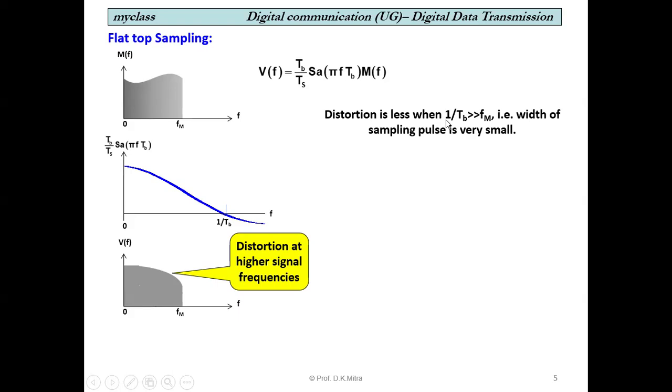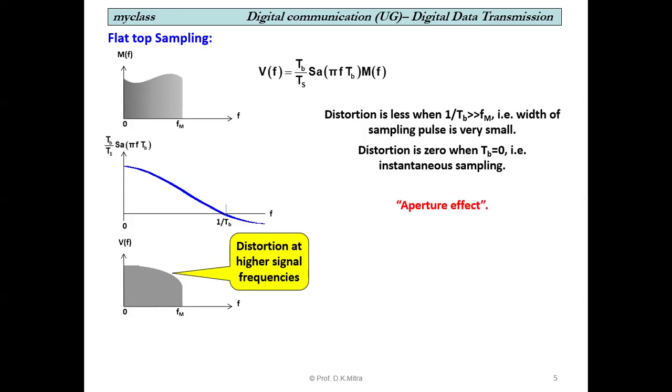And this distortion is less if, looking at the sampling function, 1 by TB is much, much larger than FM. That means TB has to be very, very small. And what is TB? TB is the pulse width. So pulse width has to be very, very small. And there will be no distortion if TB is 0. That means we are going back to instantaneous sampling, where the sampling pulses are not possible to produce by an electronic circuit. So we are in a catch-22 situation. We have to live with some kind of frequency distortion.